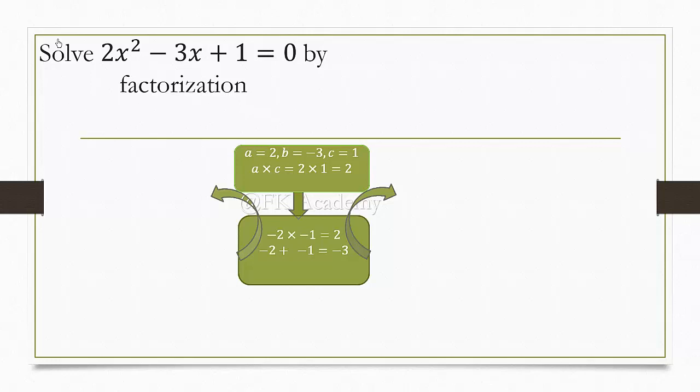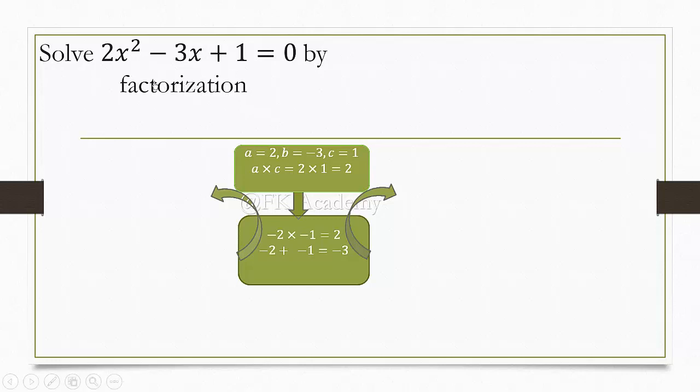Let's see how we are going to solve this question by two methods. First by factorization, then by completing the square method. So the question we have here is 2x squared minus 3x plus 1 is equal to 0. We can identify the a to be equal to 2, the b is negative 3, and the c to be positive 1.